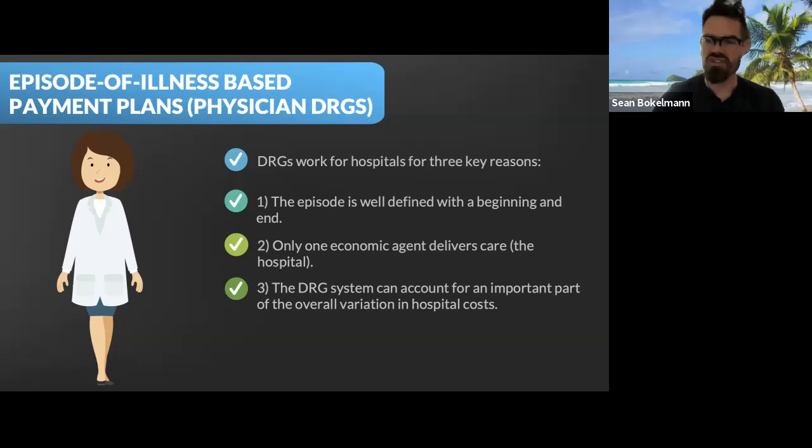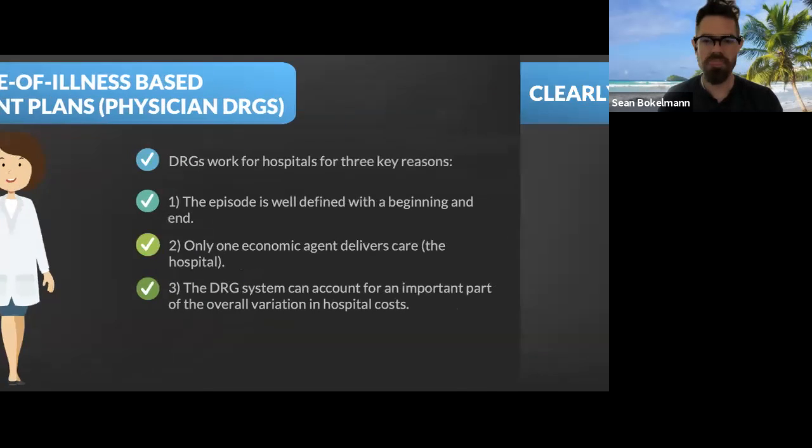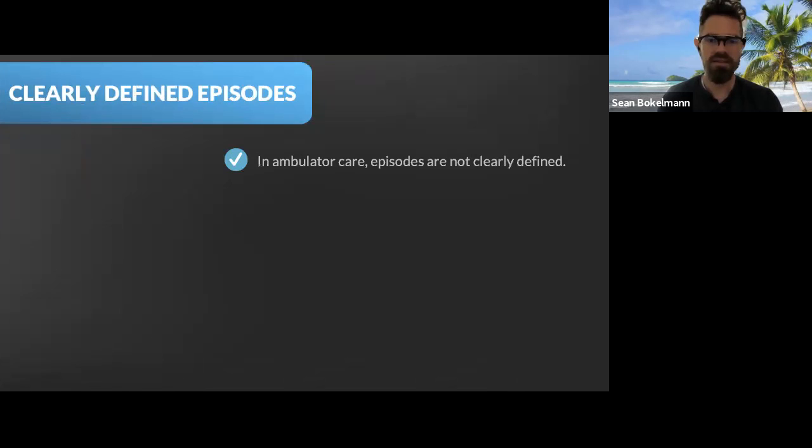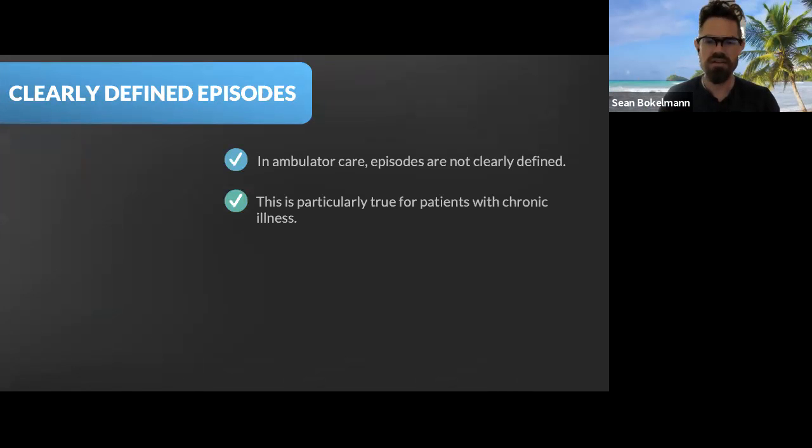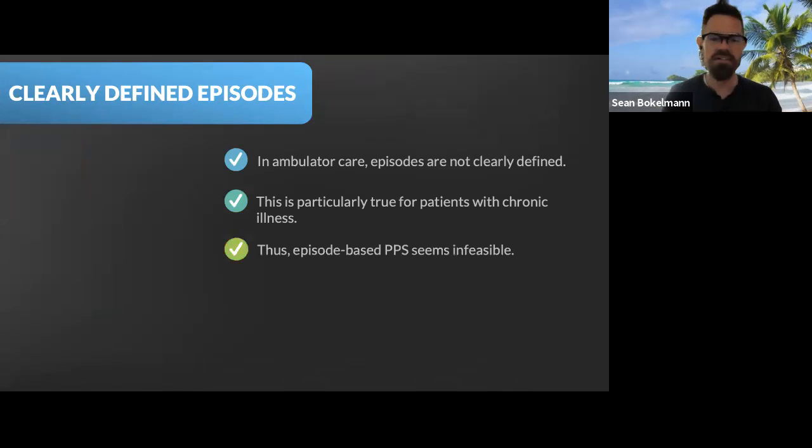Okay, so how does this translate over to physicians? Well, in ambulatory care, it's very difficult in many cases to clearly define an episode. And this is particularly true with patients that have chronic illnesses, right? They're constantly coming to the doctor. How do you define the beginning and end of that, right? And so within the physician context, it seems like this episode-based PPS system is not feasible.